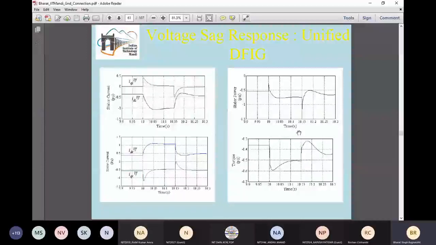These are also some of the quantities of the stator current, stator power, and torque, where we can see the system is more balanced.